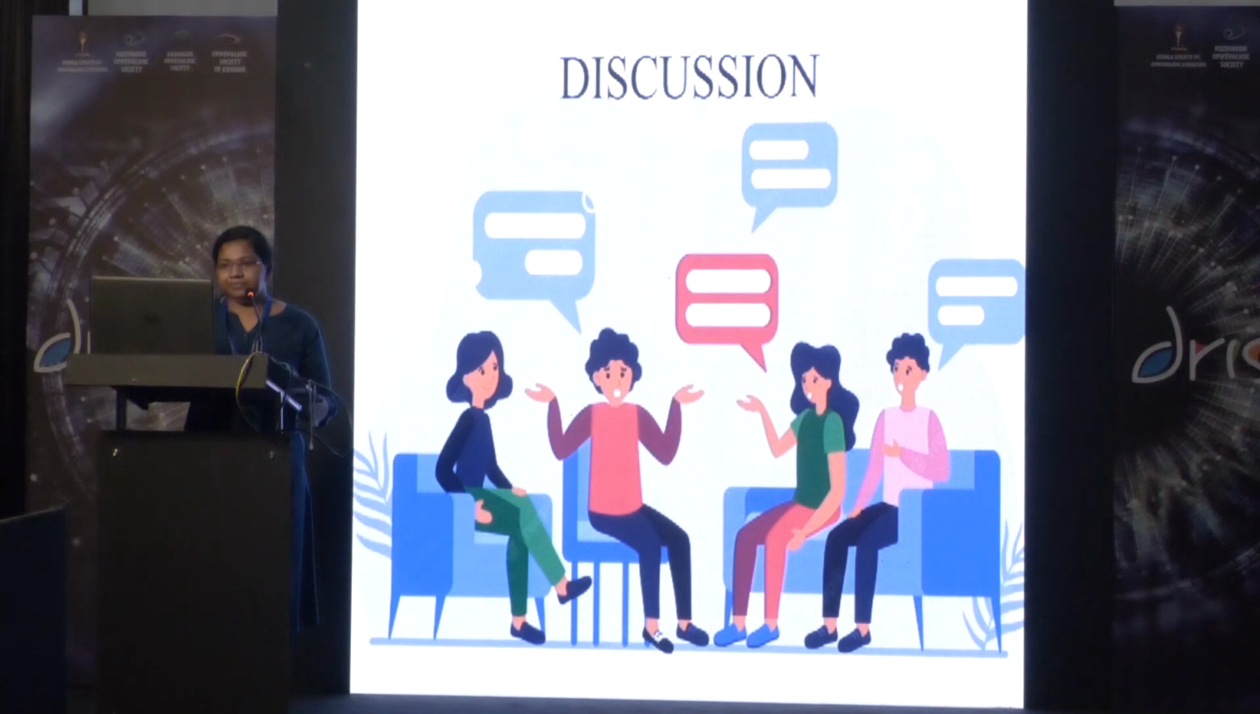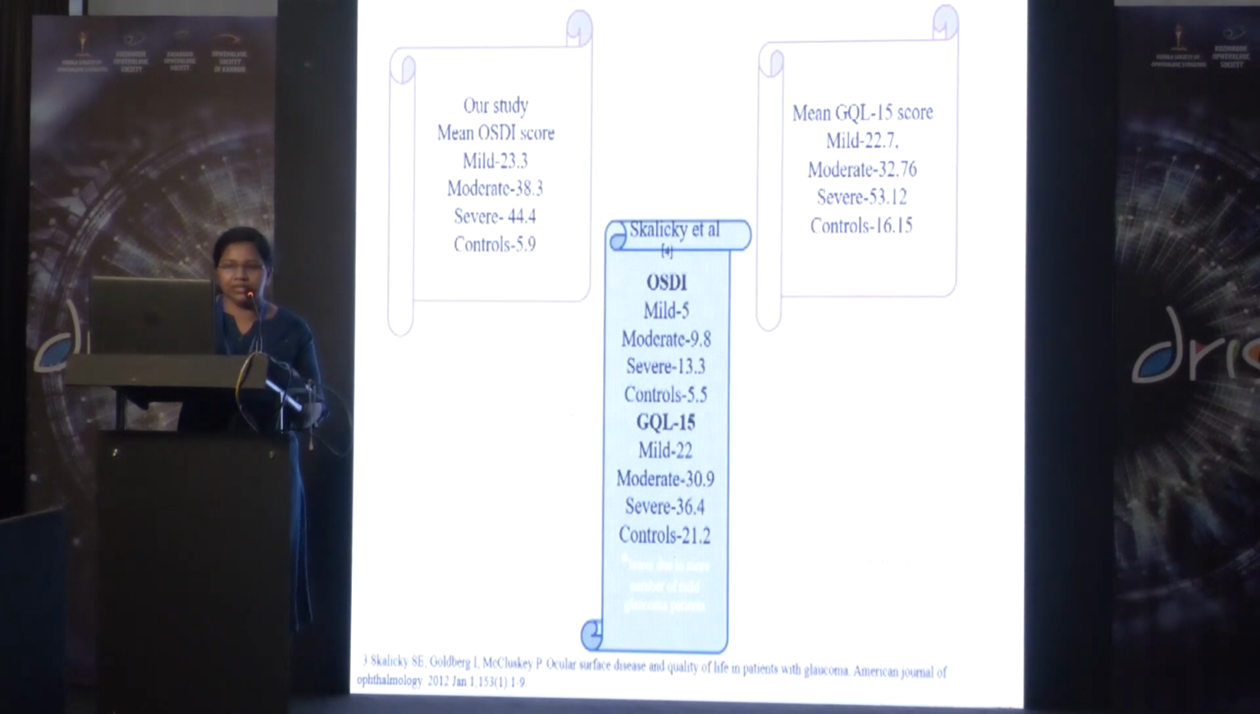Coming to discussion. In my study, the mean OSDI scores for mild was 23.3, for moderate 38.3, severe it was 44.4. This was higher compared to the other study done by Skalicki et al. One reason could be that they had more number of mild glaucoma patients, and the GQL score in my study was similar to that found in Skalicki et al. study.